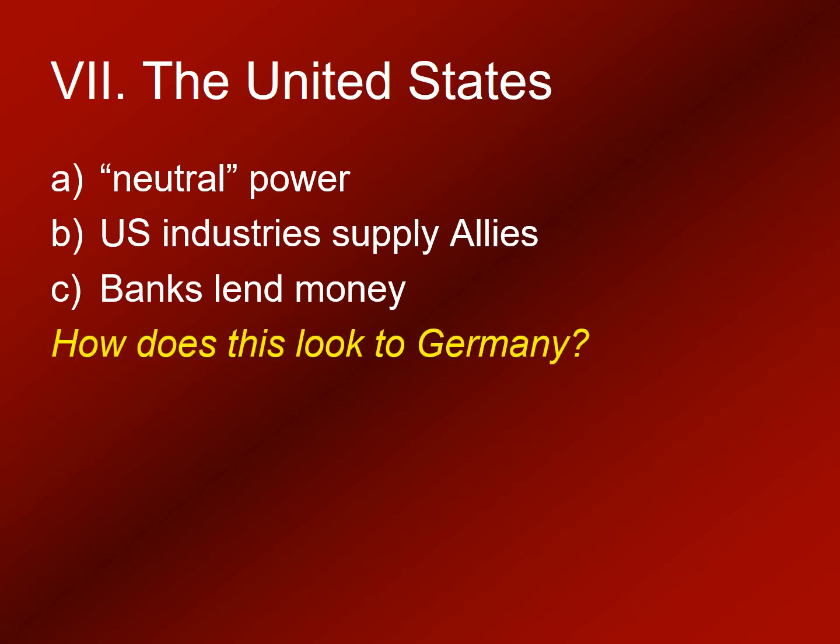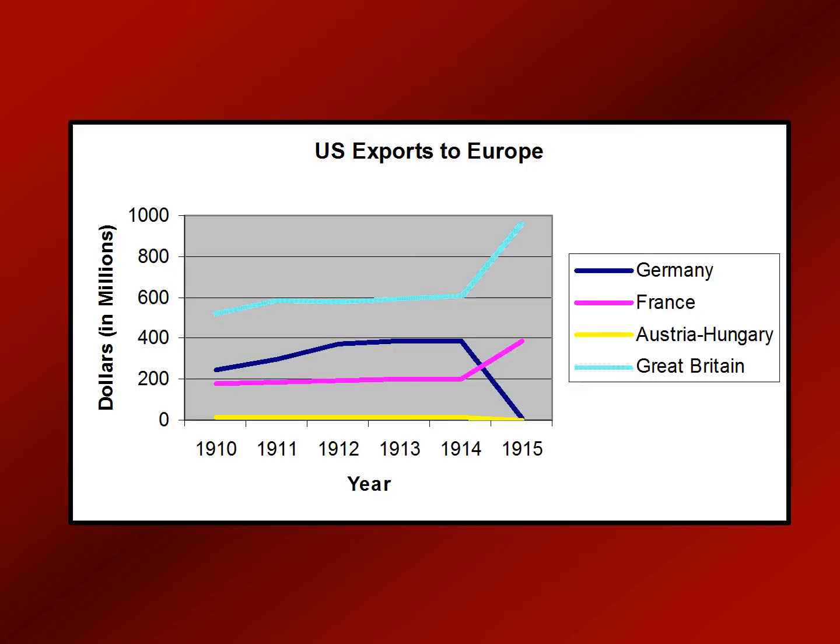But how does this look to Germany? This clearly looks like we are siding with one side. Part of the reason we weren't doing any of this to Germany is because the British had an effective blockade on Germany, and we couldn't trade with them. If you look at this chart, you can see these are U.S. exports to Europe. And 1914 there, that's the year that the war begins. If you look at what happens to our exports to Germany, they virtually drop to nothing. And our exports to Britain and France go through the roof.